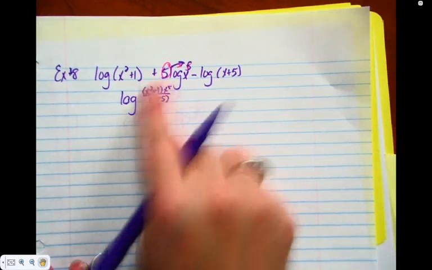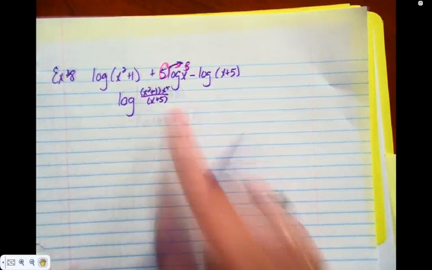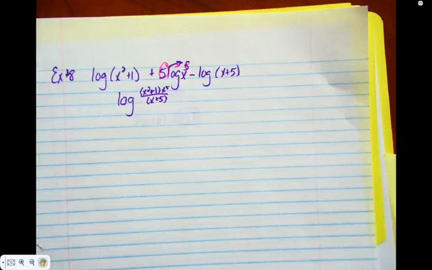Now I could multiply this out and I could try to simplify. There's no point. It's not going to get you anywhere. So we just leave it like that. That's simplifying logs. That's about as hard as it's going to get. Try number 9.